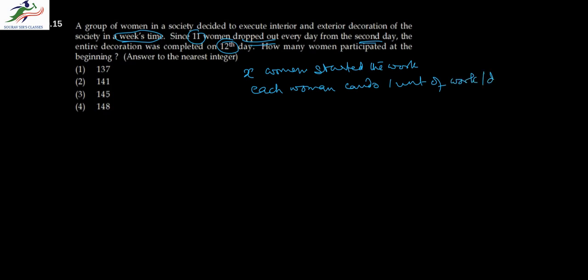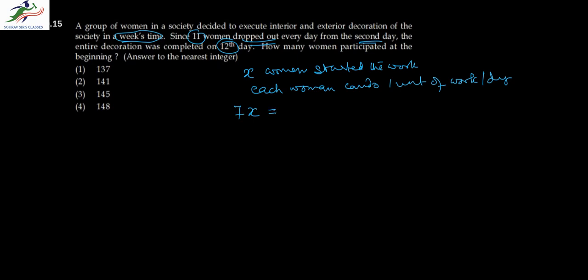Now, very simple question. So let's assume that X women started the work, and each woman can do 1 unit of work per day. So X women can do X units of work every day, and they would have finished the work in 7 days. So 7x is the total amount of work to be done.